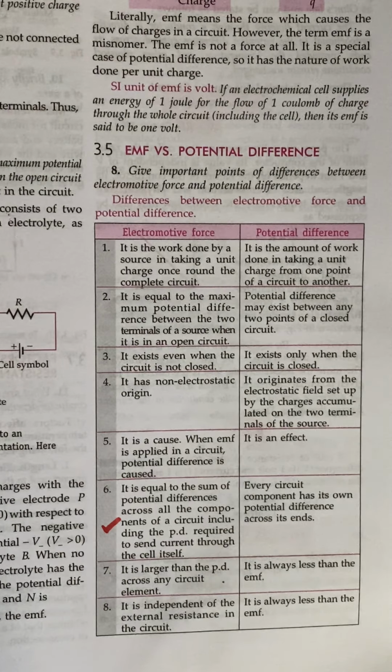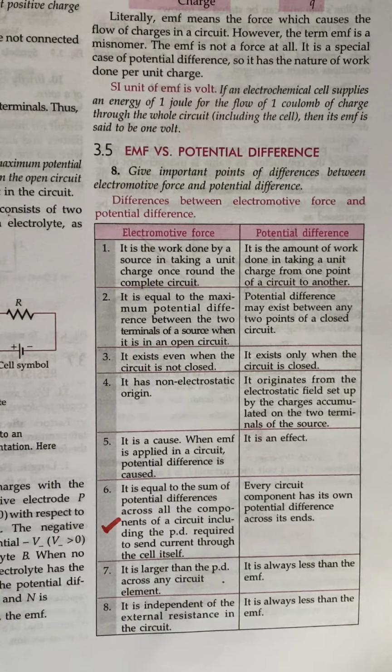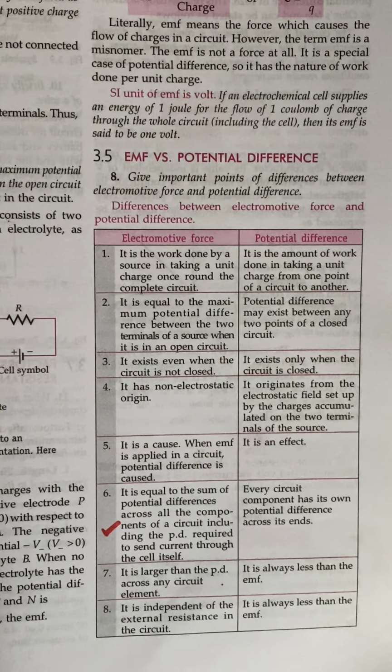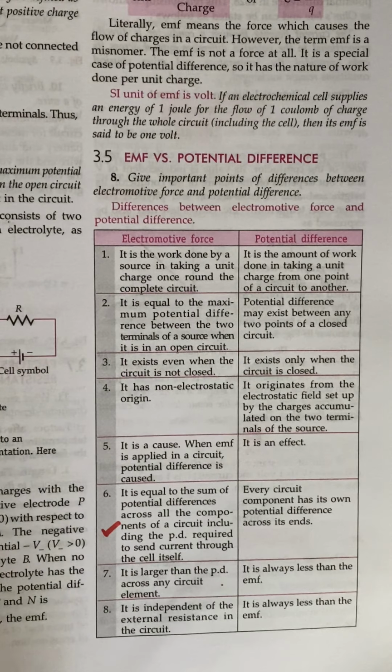So basically when you understand the EMF and the cell, how the cell works, then we can go for the next topic, that is the internal resistance of the cell, and how the relation between the internal resistance, EMF and the potential difference is generated.